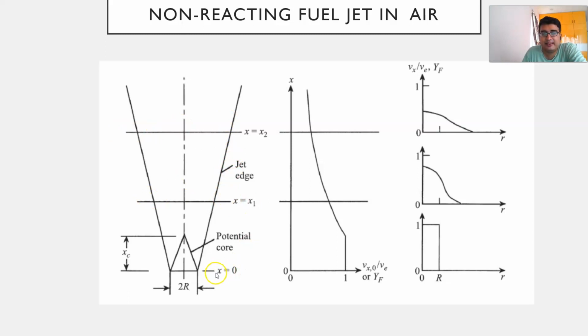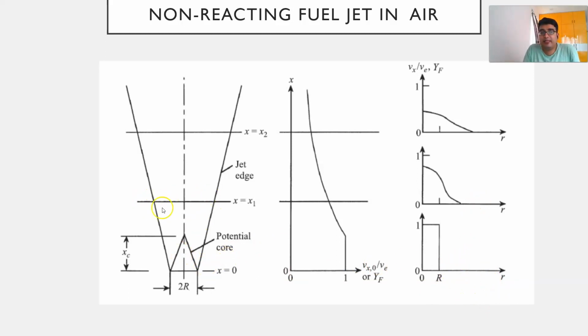So x is increasing, x equal to 0, and it's going up. Vx is the x component of velocity, and suppose you measure this x component of velocity exactly at the nozzle exit, then of course the velocity at the nozzle exit, we are saying it's uniform, it's equal to Ve. So here Vx by Ve is 1, so it's a uniform velocity up to R, and there is no velocity beyond that because the air at this point has not felt the jet at all, so Vx is 0.